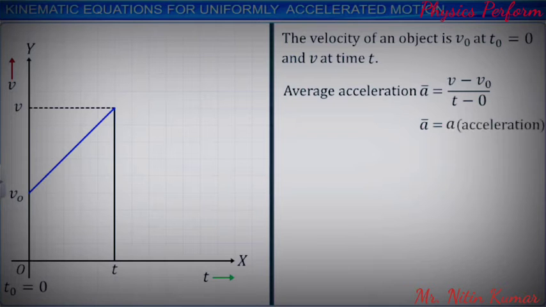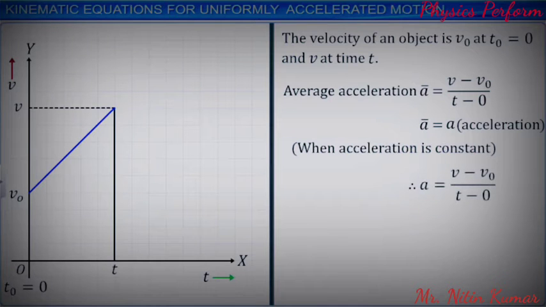By cross-multiplying and rearranging, we get the value of velocity as the sum of v naught and the product of a and t. This is equation 1 of motion.